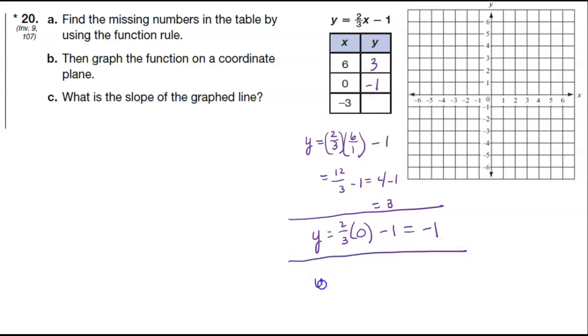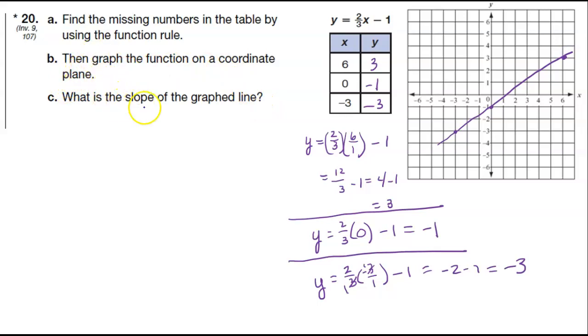And if I plug in negative 3, I get negative 6 over 3, which is negative 2, minus 1, which is negative 3. So let's see what this looks like. We have 6, 3, 0, negative 1, and then negative 3, negative 3. That's definitely a line.